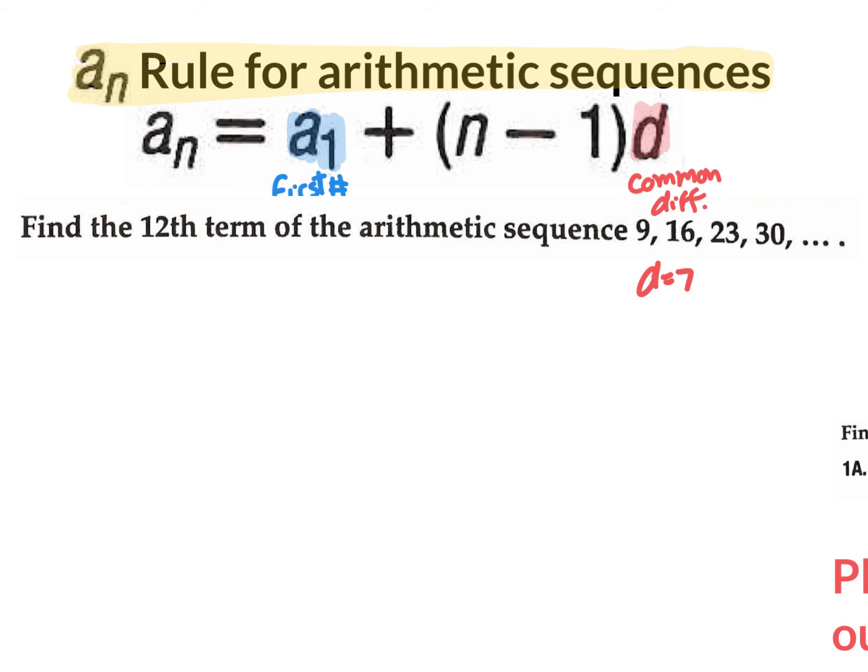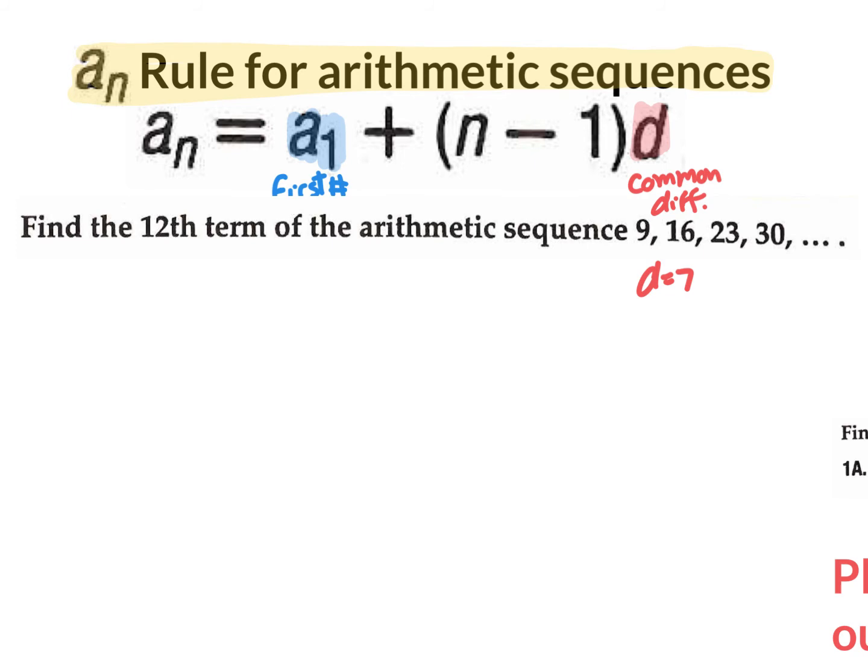And logically, I could go 9 plus 7 is 16, plus 7 is 23, plus 7 is 30. And the fifth term would be 30 plus 7, 37. And then the sixth term would be 37 plus 7 is 44. But you know, that gets kind of challenging. With the calculator, it's pretty easy, but you still have to do that 12 times.